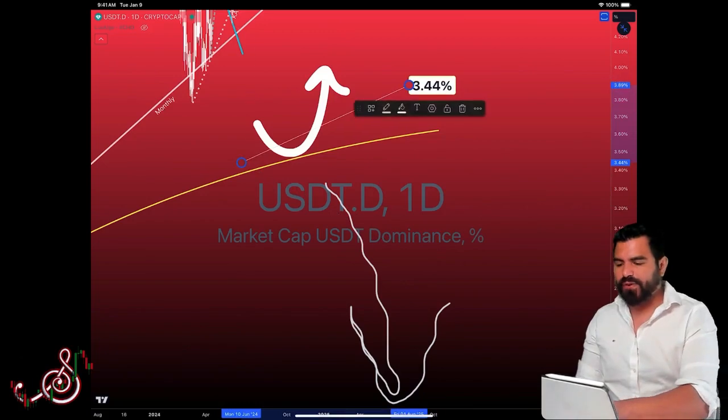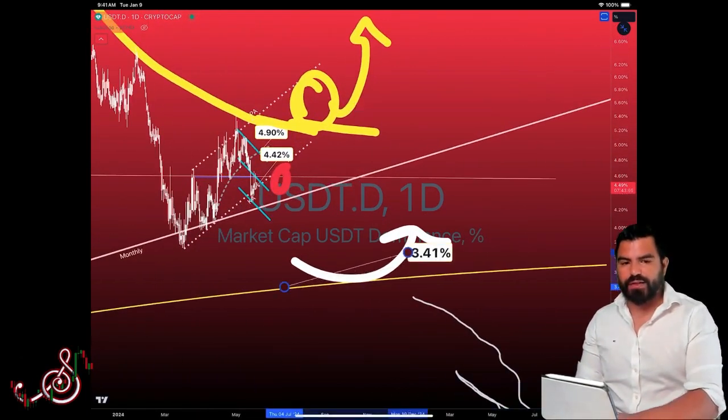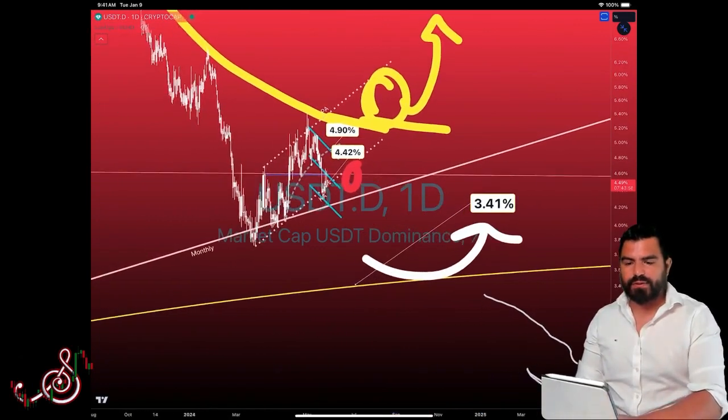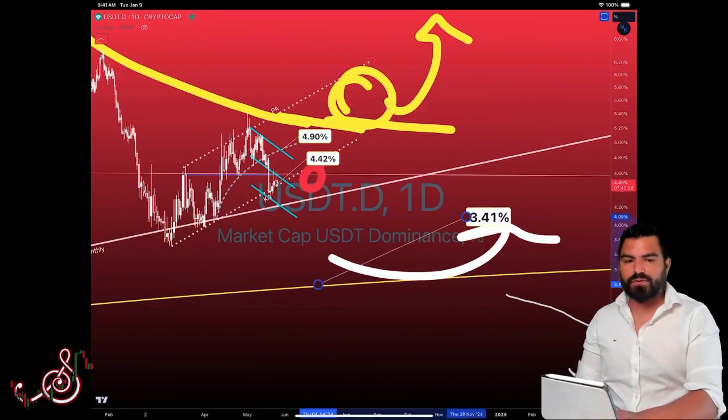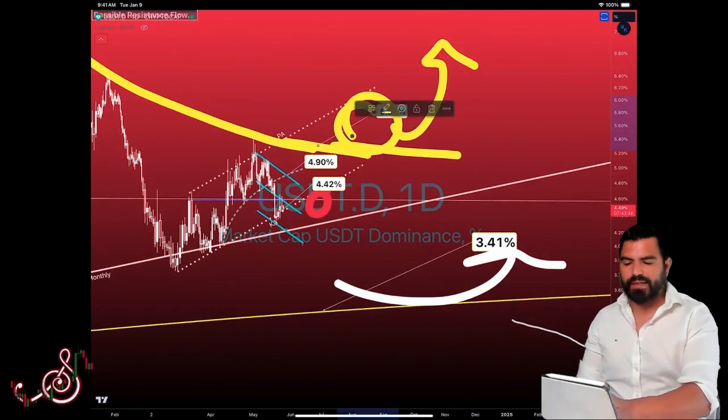I'm still going to 3.44. It's where I'm still at. Still around 3.44. I've been calling it for many months now. I'm still 3.44. Last chance for going USDT.D.